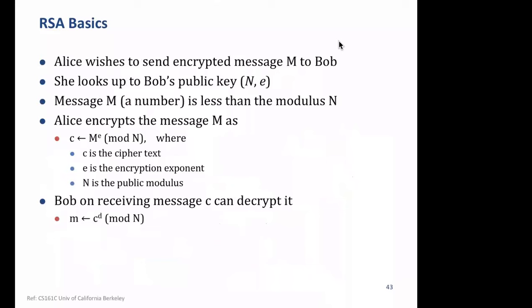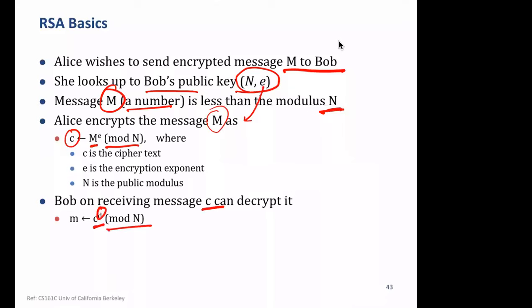Now Alice wants to send a message M to Bob. She gets Bob's public key, which is N and E, and she has a message M, which is a number less than the modulus N. Alice encrypts the message M by taking M, raising it to the power E, because E is in Bob's public key, and taking mod N. That becomes C. Bob receives this message and decrypts it using C raised to the power D, where D is his own private key, mod N, and gets the original message M back. So that's the theory.